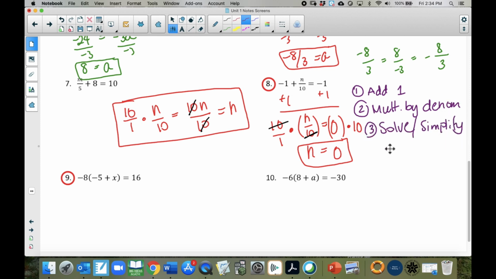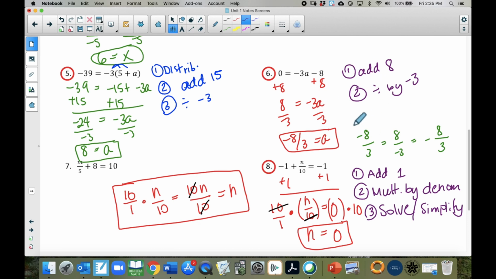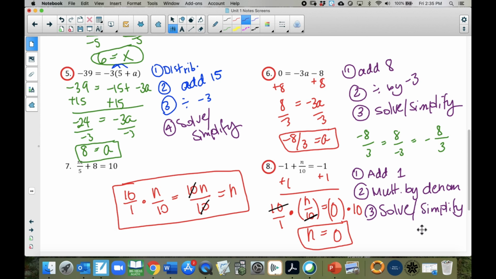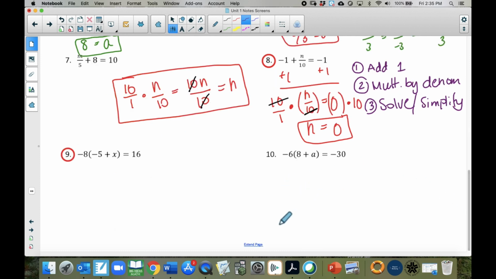Okay, and then my third step here would be to solve or simplify it. So again, if this was a test or a quiz, I would give you 3 points for this problem. We didn't show that third step over here, but that would probably be number 3, to solve or simplify. And same thing on number 5, step 4 would be to solve or simplify. So I'm just trying to show you what steps I'm doing. That's why I'm writing them down, and to show you how you would get points if this was a test or a quiz. Okay, we have one more example.